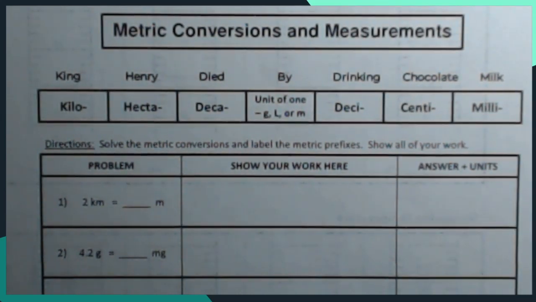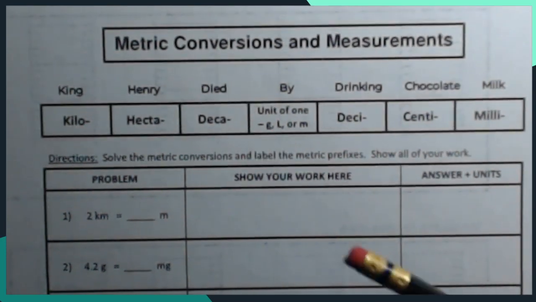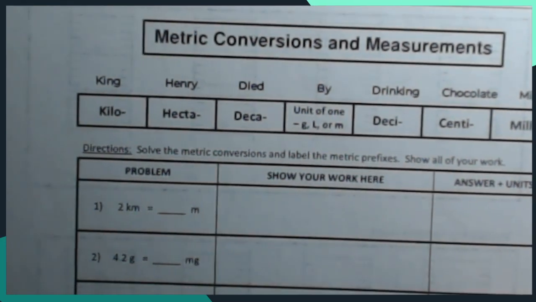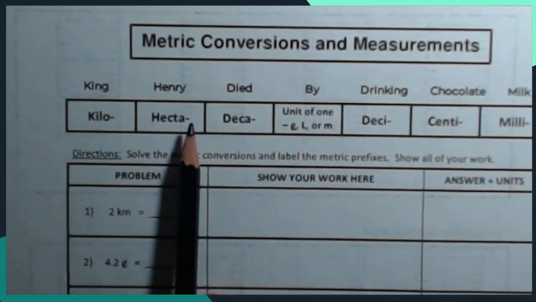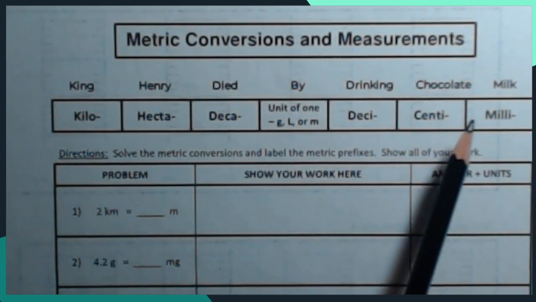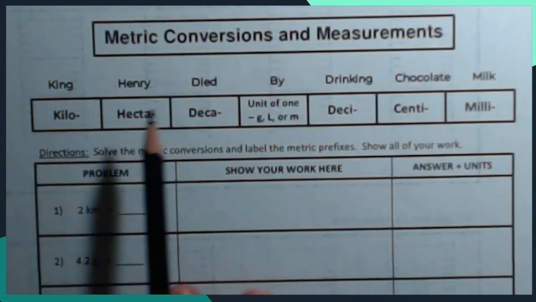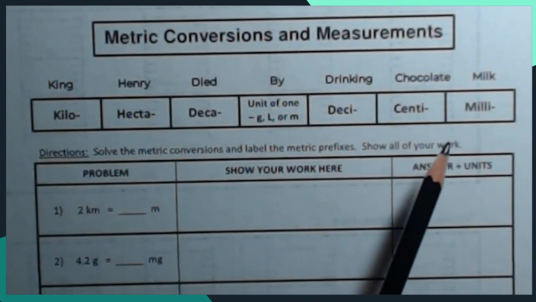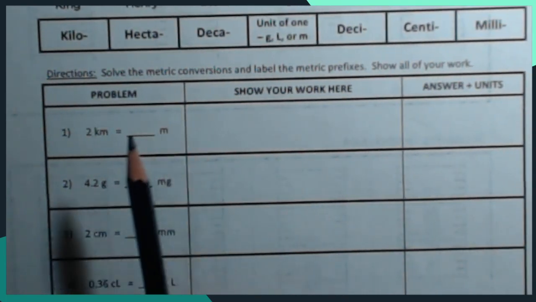All right, so here's part 2 of converting with the metric system. And as I told you before, we have kilo, hecto, deca, and we got our base unit, then deci, centi, milli. Okay? I still gave you the conversion. I already wrote it out for you. And this is where you're going to be doing a lot of conversion.